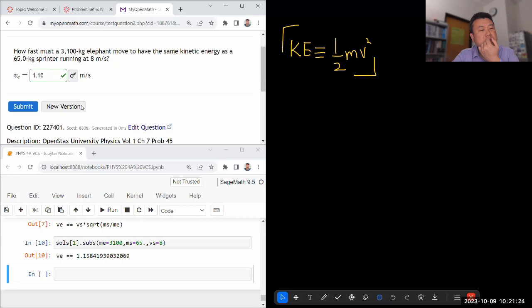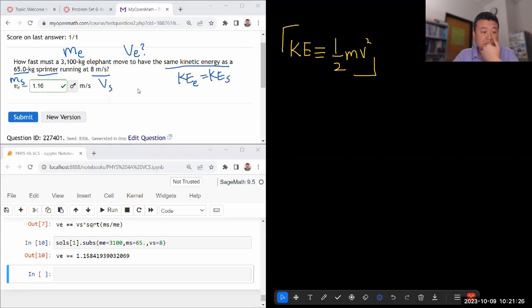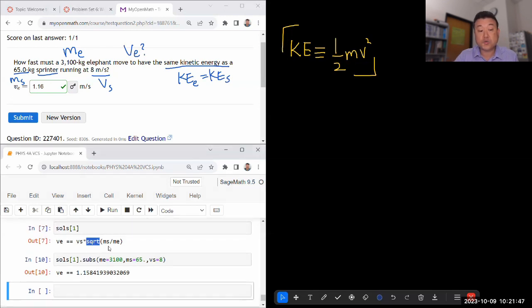In some sense, maybe the surprising thing is that it's not as slow as one might think. You know, the mass of the elephant is like 50 times the mass of the sprinter, but the speed necessary to have the same kinetic energy isn't 50 times as much. And that's because there's this square root. It's the square root of 50 times less, so there's a square root in the factor. So the speed 1.16 is not that much slower than 8 meters per second.